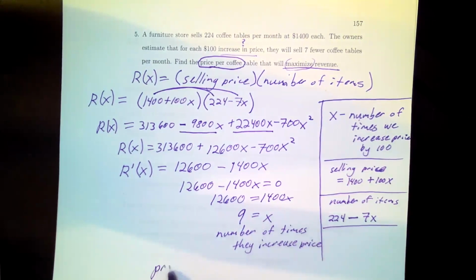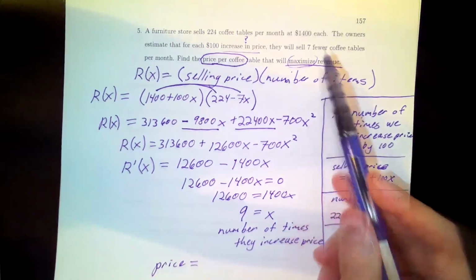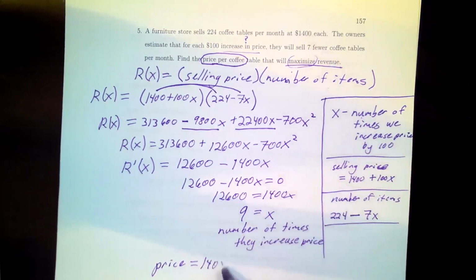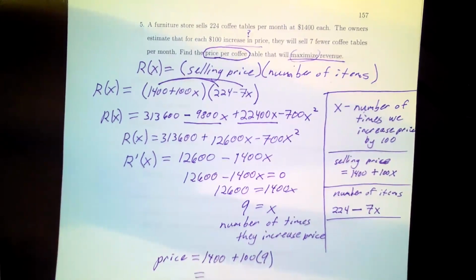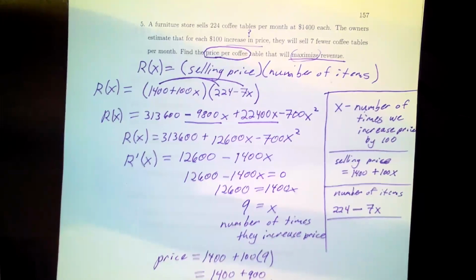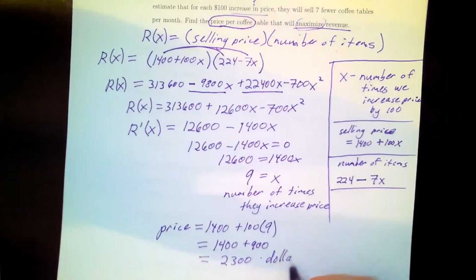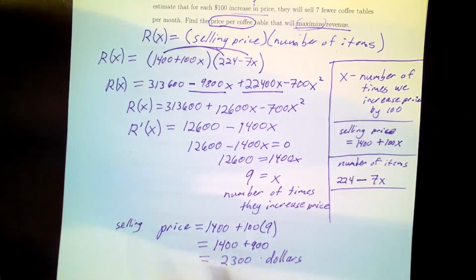So what is the new price of the coffee table? The coffee table starts at $1,400 and they add $100 nine times, 9 price increases of 100. So we have 1,400 plus 900, which is $2,300. So this is the new selling price of the coffee table that will maximize the revenue.